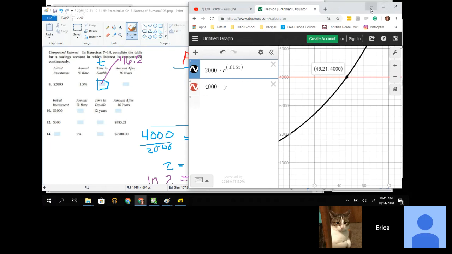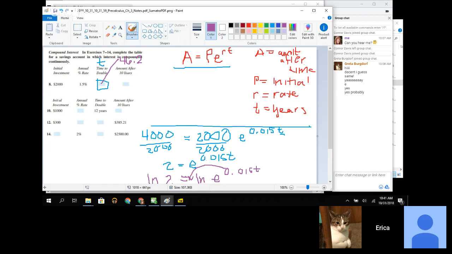Okay. If I did that algebraically, if I wanted to know how much money I have after 10 years, this one's actually pretty easy, right? It's A equals P e to the rt. So my principal is $2,000 times e to my rate, which is 0.015, times my time, which is 10 years. So you just plug that into your calculator, and you get $2,323.67.